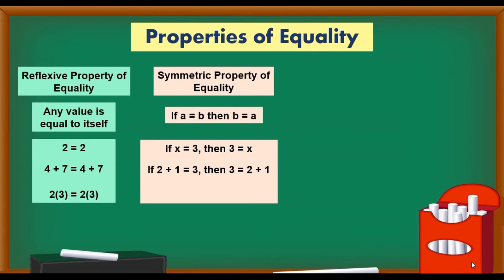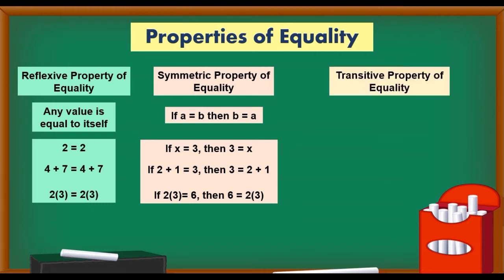So, another example, if 2 plus 1 equals 3, then 3 equals 2 plus 1. So, pagbabalik-tarin lang po natin yung given. So, parehas lang din naman ang magiging sagot ng given na yan. Okay, another. If 2 times 3 equals 6, then 6 equals 2 times 3. Yan po ang ating symmetric property.